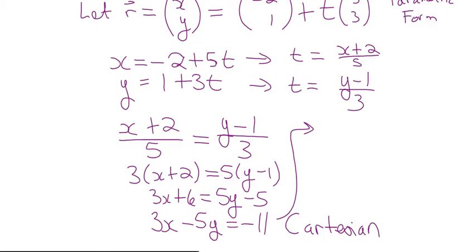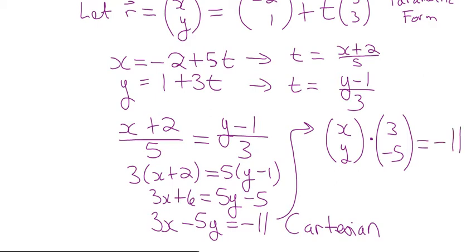And now, watch, as we go from Cartesian form to vector form. Get this, watch this. x, y. Now I want to dot it together. So how do I end up with 3x? Put a 3 there. How do I end up with minus 5y? Put a minus 5 there. When you dot these together, it becomes 3x minus 5y. But that's got to be equal to something, negative 11. There's your vector form.